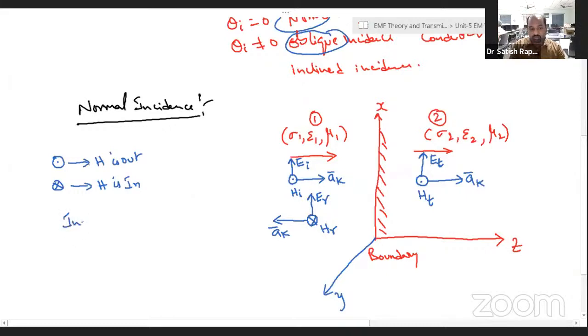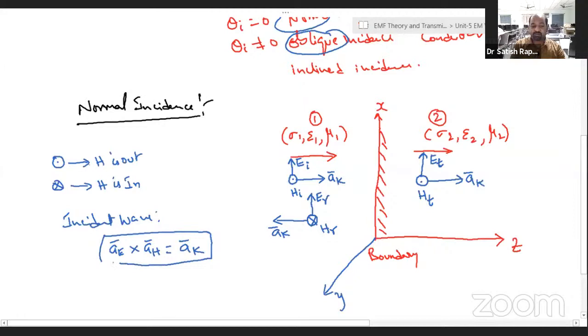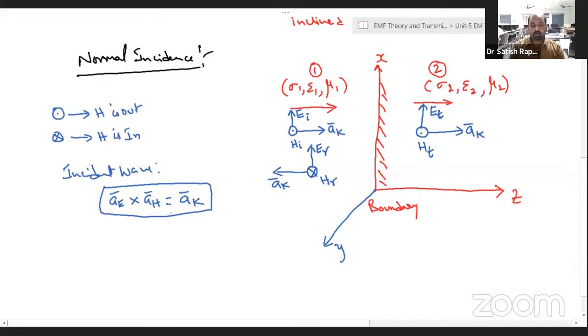If you consider an incident wave, what is the direction of the electric field? As we know, the relationship between the direction of the electric field, the direction of the magnetic field, and the direction of wave propagation is this. All are mutually perpendicular, right? The directions of electric field, magnetic field, and wave propagation are mutually perpendicular.